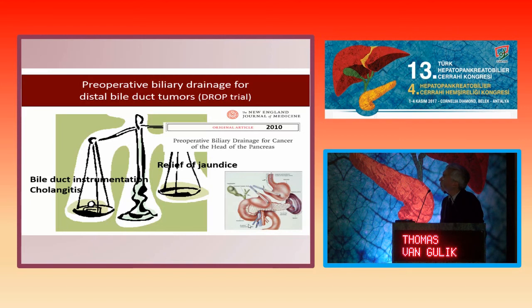We've done a randomized controlled trial in patients with pancreatic head tumors who had a distal obstruction, and we saw that the benefits of relief of jaundice didn't outweigh the complications of bile duct instrumentation. Those patients had cholangitis and many more complications of the biliary drainage, which did not benefit from the relief of jaundice. So the conclusion of this New England Journal of Medicine study was that in patients with jaundice because of a pancreatic head tumor in which you do a Whipple's resection, you should do an immediate resection and should not do preoperative biliary drainage.